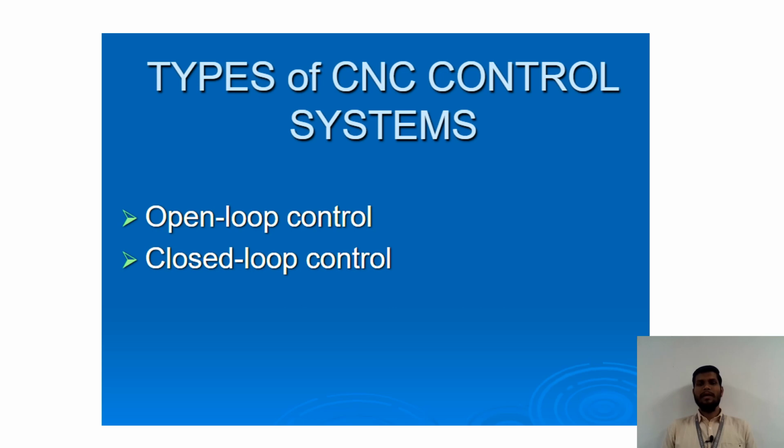Open loop control system and closed loop control systems are mainly classified on the basis of feedback devices the particular machine has. If the machine has dedicated feedback devices, it is known as closed loop control system. But if the machine does not consist of dedicated feedback devices, then it is called open loop control system.